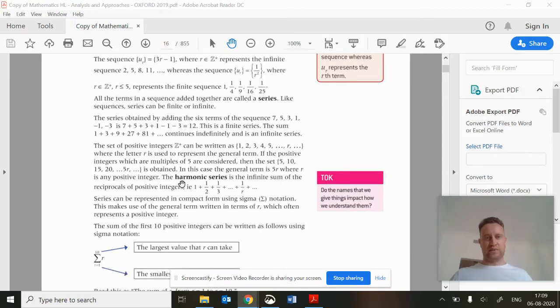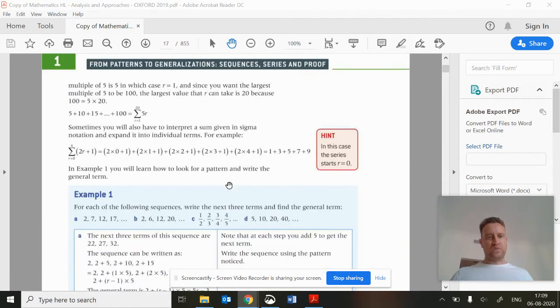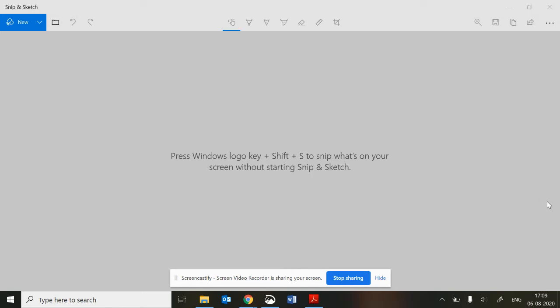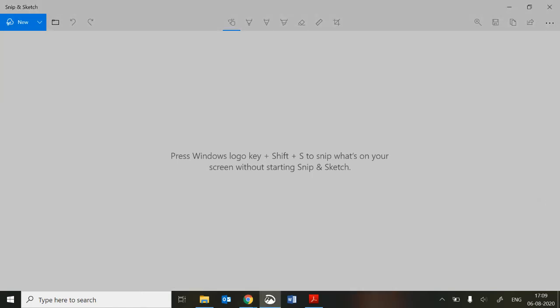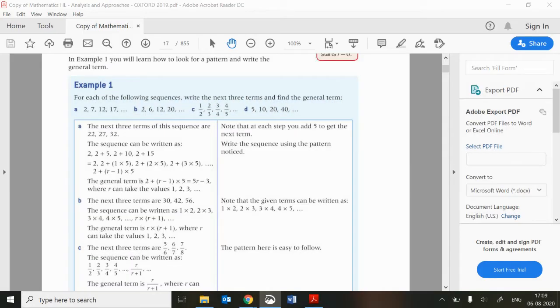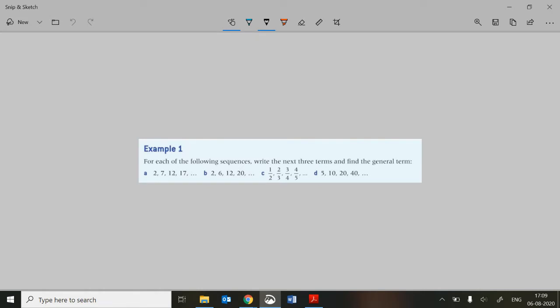And they talk about examples. Here's an example of a harmonic series. Either way, we're going to get just stuck straight into these questions here. And I'm going to get rid of me because I'm a bit of a distraction to myself. I'm going to get rid of this little bit here. And let's just take the first example off here. Okay, and let's go through A, B, C, and D for question 1. So for each of these following sequences, write the next 3 terms and find the general term. So find the general term, what they mean is essentially find a formula for this sequence.